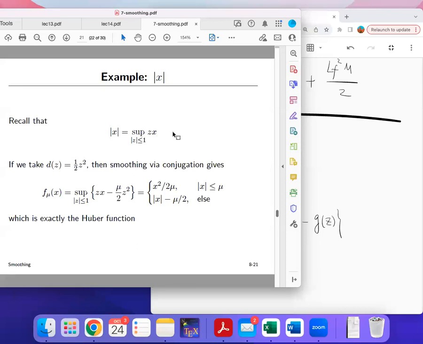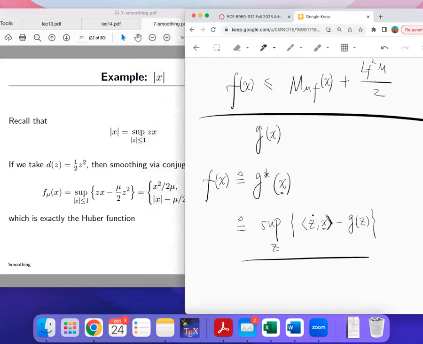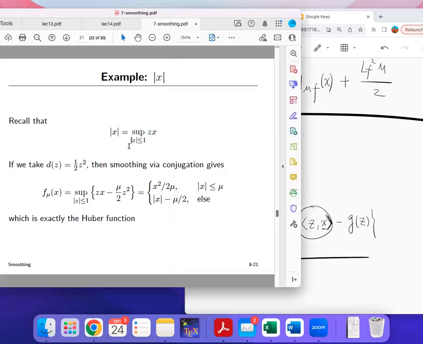And therefore, this falls into the conjugation definition. If you compare this with this definition, z times x is one dimensional, so this inner product becomes z times x. Now, what about this negative g of z? This negative g of z actually corresponds to this constraint. As we mentioned before, we can put this constraint into the objective function by introducing the indicator function, so that g of z is basically an indicator function.